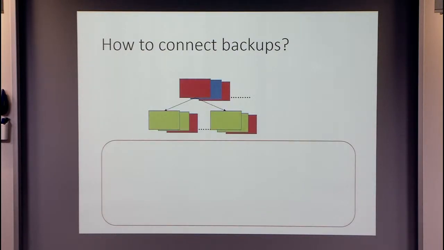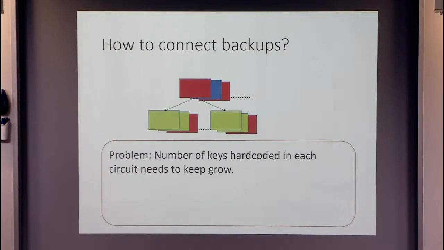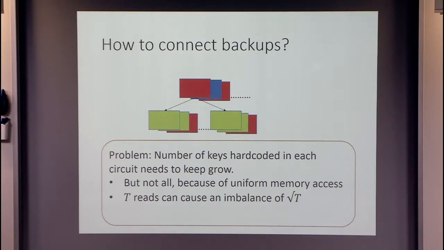So in effect, the second garbled circuit here needs to remember both the input labels of the first and the second left child and the first and the second right child. And this number will keep growing as you go further. So the number of keys that need to be hard-coded in each circuit needs to keep growing. But hopefully not forever, because we have assumed there is uniform memory access. Hopefully at some point we can stop hard-coding keys, and if you had a large enough window, it might suffice. Actually, it is not true, because even if you had t reads, with noticeable probability, you'll have a discrepancy of square root t, and you need to remember square root t keys.